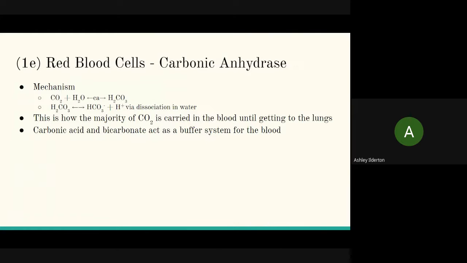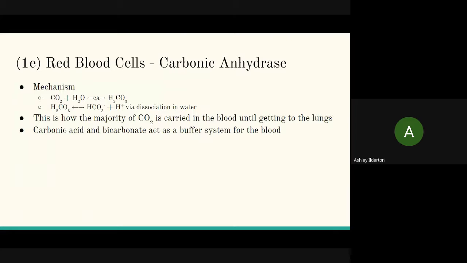So the second important factor in red blood cells we need to talk about is the enzyme carbonic anhydrase, which we've talked about in class a little bit already. Carbonic anhydrase is the enzyme that converts CO2 and H2O into carbonic acid, and it can also do the reverse reaction as well. And then once you have carbonic acid, it can dissociate into bicarbonate and hydrogen ions in the presence of water.